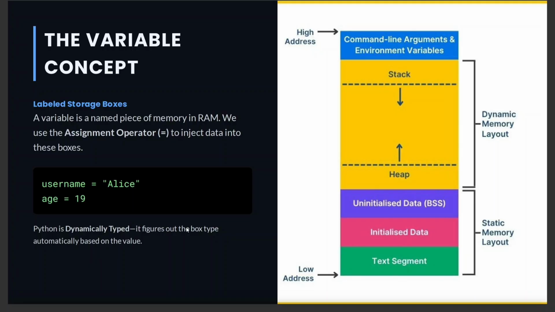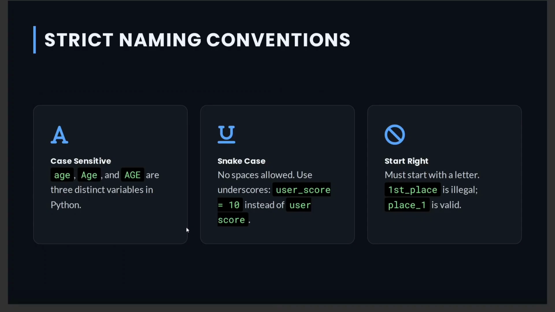Before we move on, you must follow strict naming rules or your code will crash. First, no spaces allowed. You cannot name a variable user name equals 19. Instead, use an underscore, user_age. This style is called snake case.